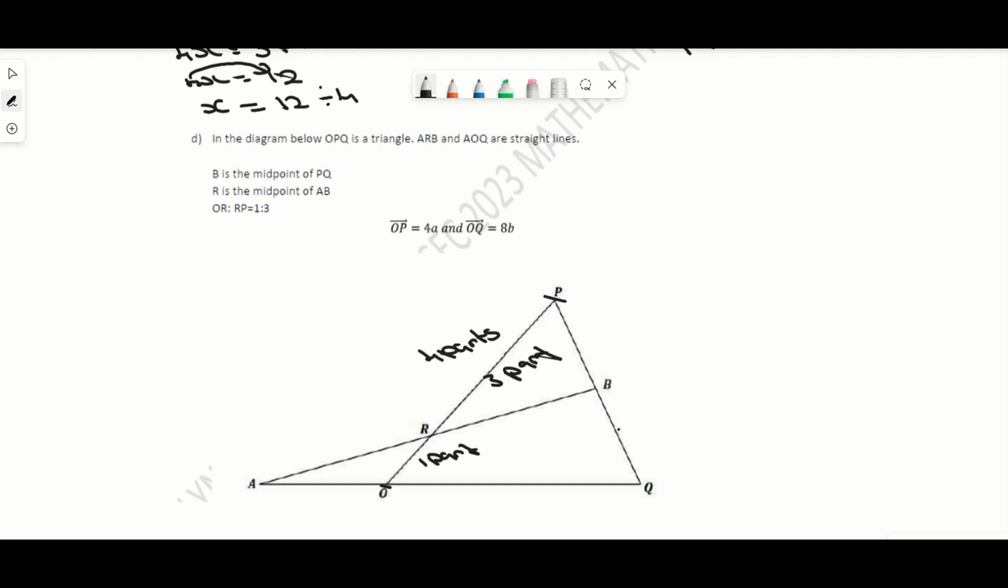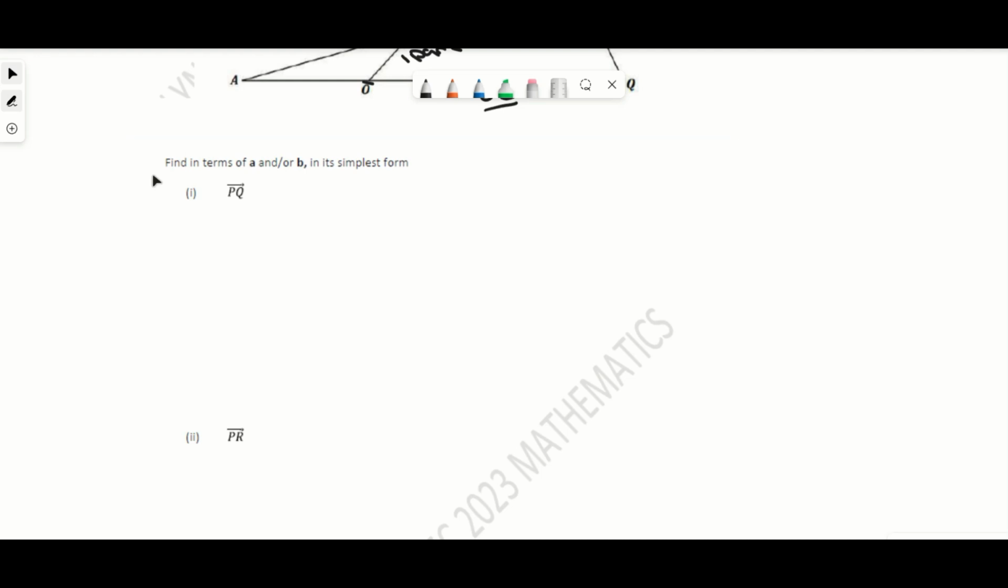Right, and then they told you OP is 4A, and then OQ is 8B. Right? So this is part D, part 1. They said find PQ in terms of A and B, in its simplest form. Remember, simplest form.